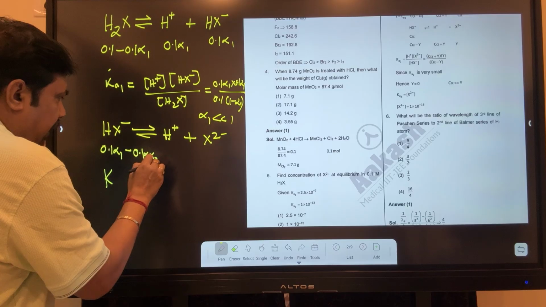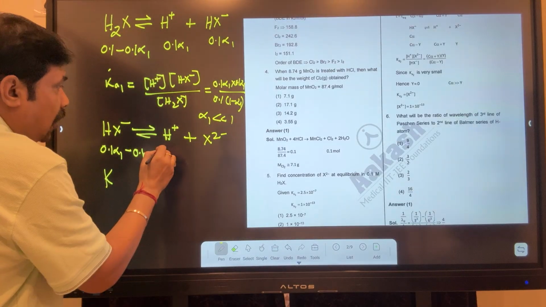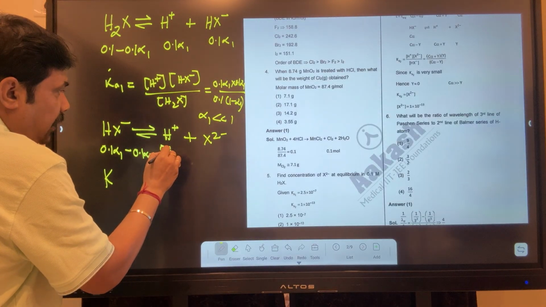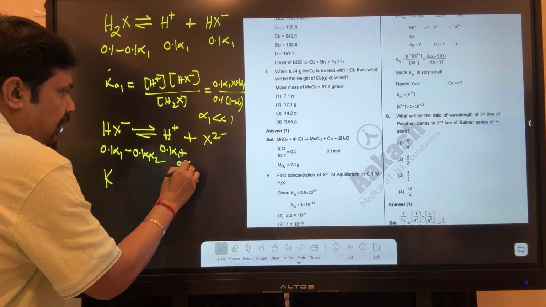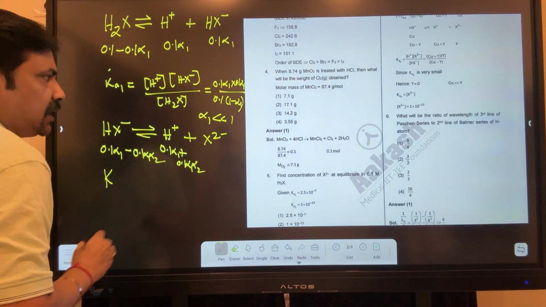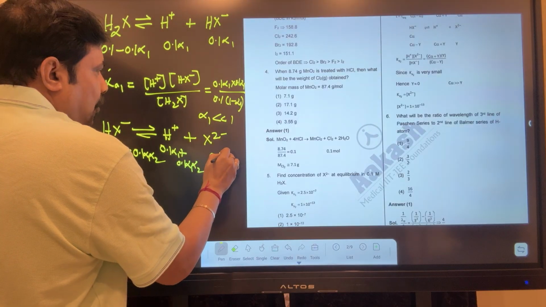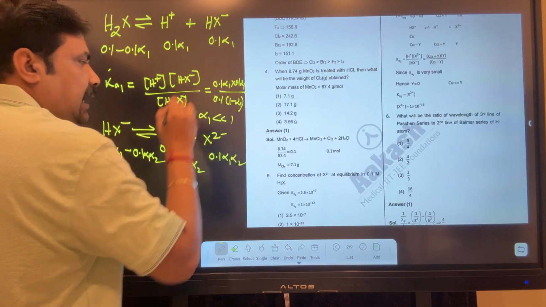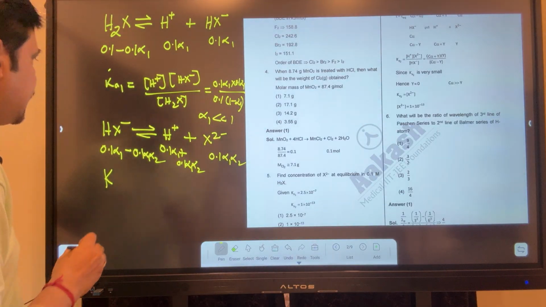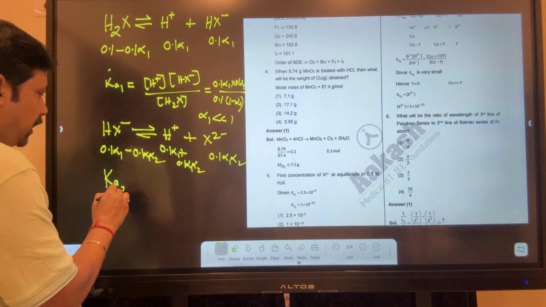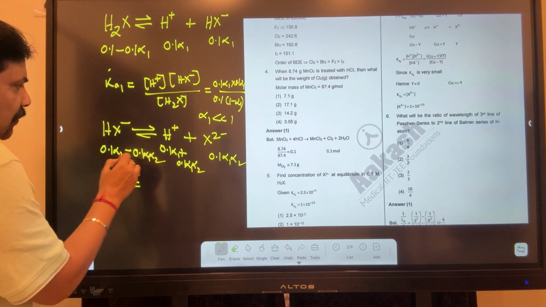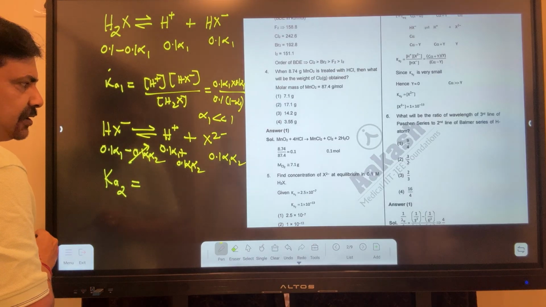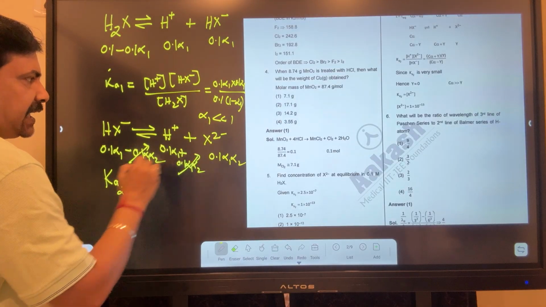0.1 alpha 1 alpha 2. Here H plus already you have 0.1 alpha 1 plus 0.1 alpha 1 alpha 2. Now X2 will be equal to 0.1 alpha 1 alpha 2. Now if you look at K2, if I write down this expression, with respect to 0.1 alpha 1 I am neglecting this, it is very small.